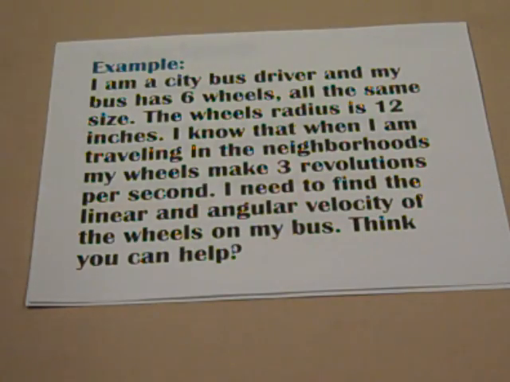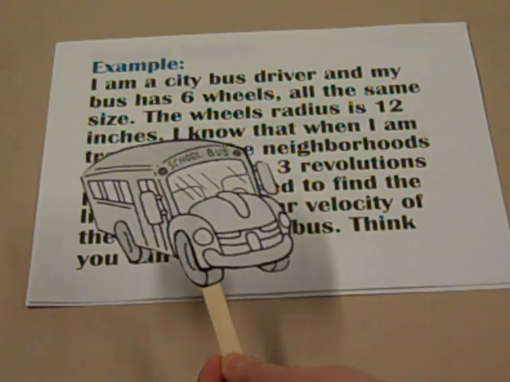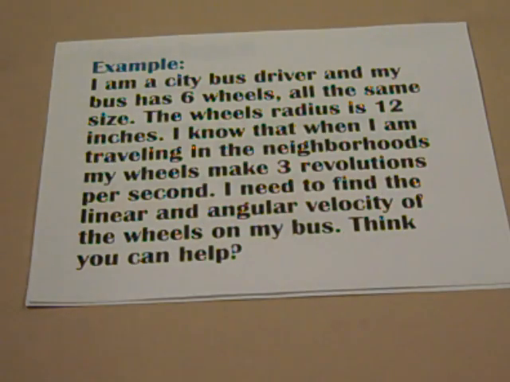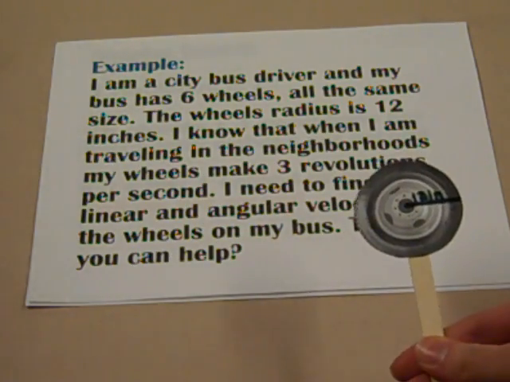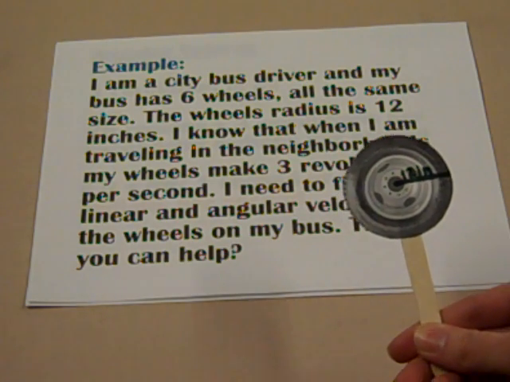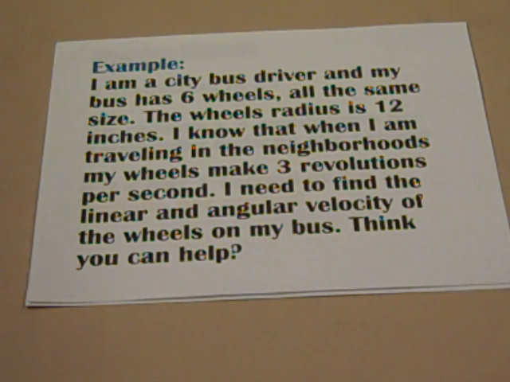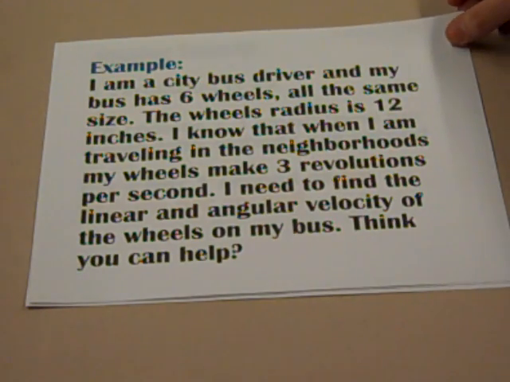Now, how do we apply these concepts we have just learned, you may ask? I have the perfect example, and you can even help me out in the process. I'm a city bus driver, and my bus has 6 wheels, all the same size. The wheel's radius is 12 inches. I know that when I am traveling in the neighborhoods, my wheels make 3 revolutions per second. I need to find the linear and angular velocity of the wheels on my bus. Think you can help? With what I have taught you today, I know you can.